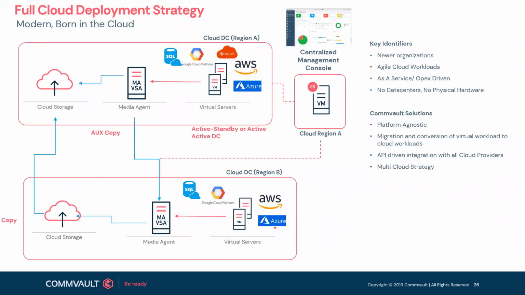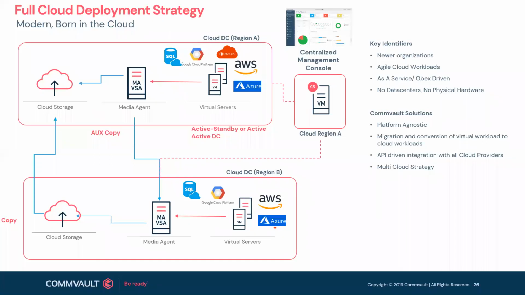Now, the next one is the total opposite of legacy. This is a full cloud deployment strategy. They are modern, born in the cloud, pretty small sometimes, newer organizations. So they've got agile cloud workloads. Everything is as a service, very OpEx driven. No data centers, no physical hardware. Everything is in the cloud, right?